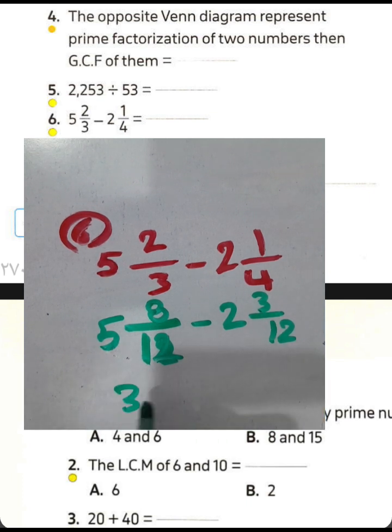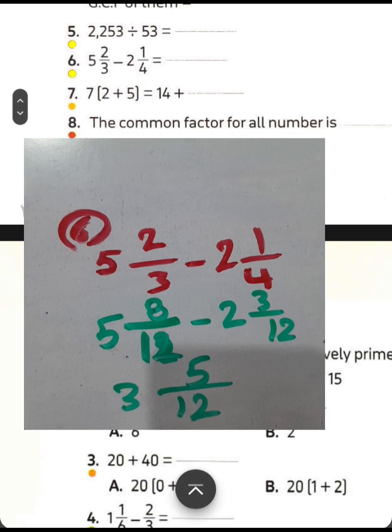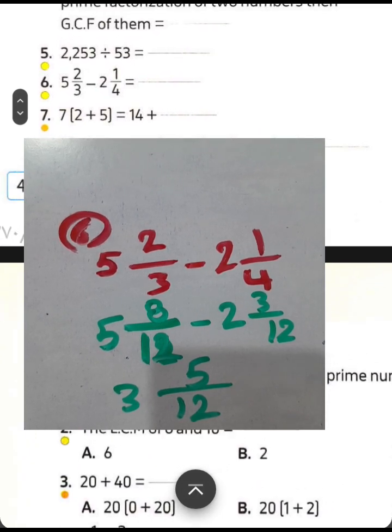5 minus 2 equals 3. And then write 12 in the denominator. 8 minus 3 equals 5. The result will be 3 and 5 over 12. It's the simplest form. Question number 7.